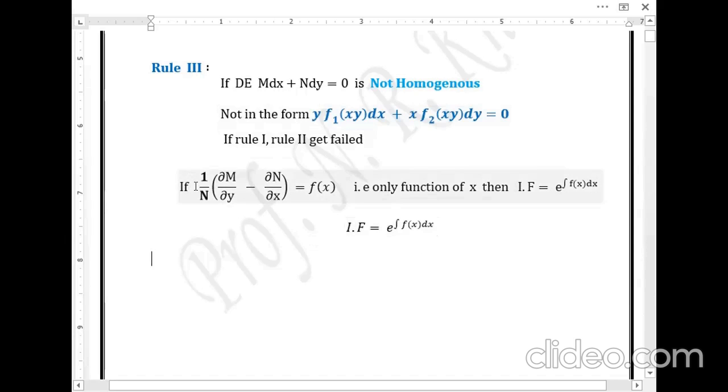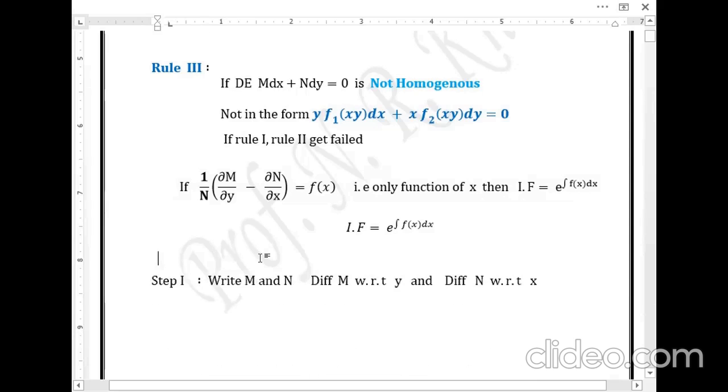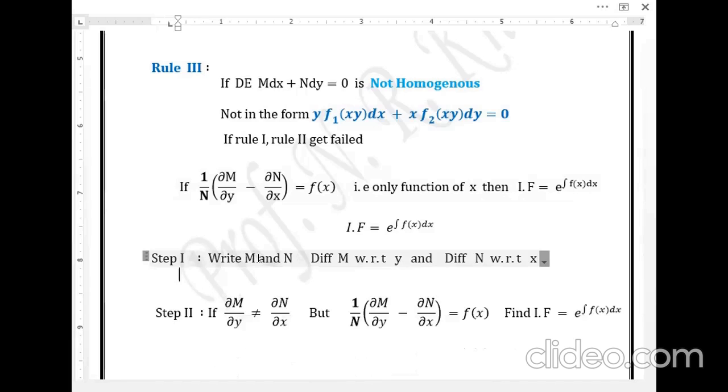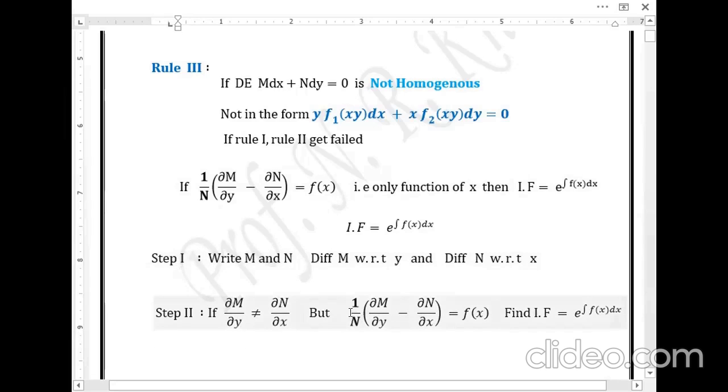Sometimes rule number 3 is also not applicable to find the exactness of your differential equation. For that, we have to move forward to rule number 4. Rule number 4 tells us if the given differential equation is not homogeneous, and these are the steps. Step number first, what? We have to write M and N, differentiate M with respect to y, and differentiate N with respect to x. Then we have to find the subtraction of the derivatives of M and N with respect to y, x, and divide by N.